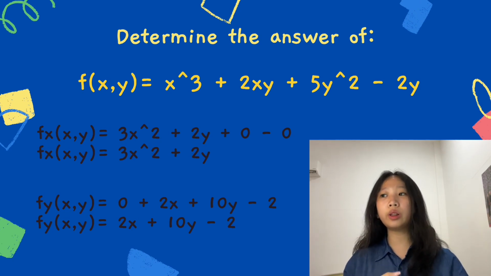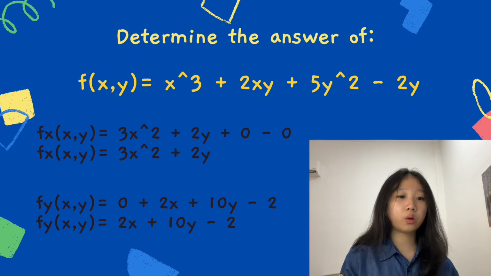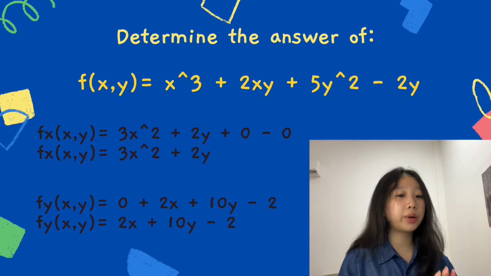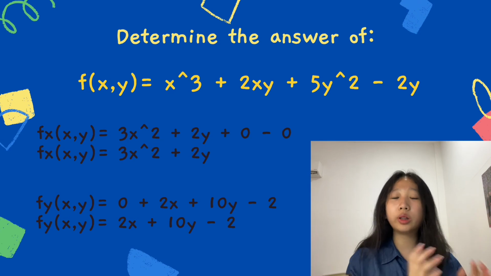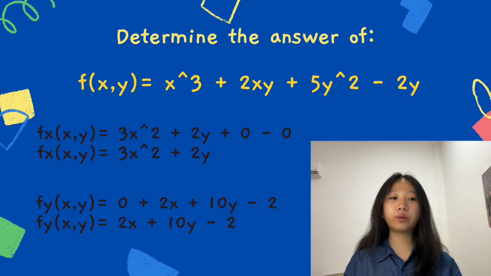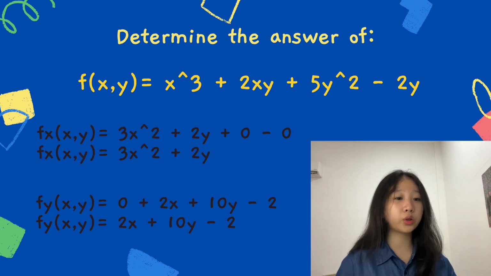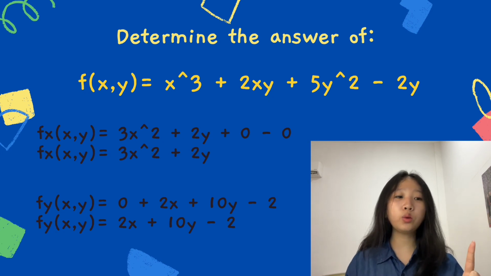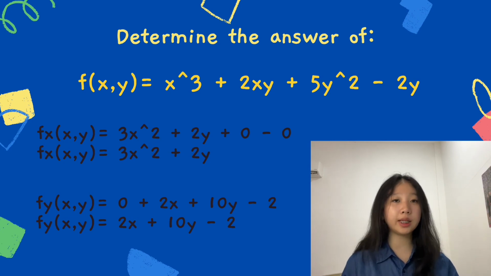we're going to differentiate with respect to y only. So for x to the power of 3, it remains 0, and plus for 2xy we're going to differentiate with respect to y only, so it remains 2x, plus for 5y squared it remains 10y, and the derivative of minus 2y is minus 2, and the final fy of (x,y) is 2x plus 10y minus 2.